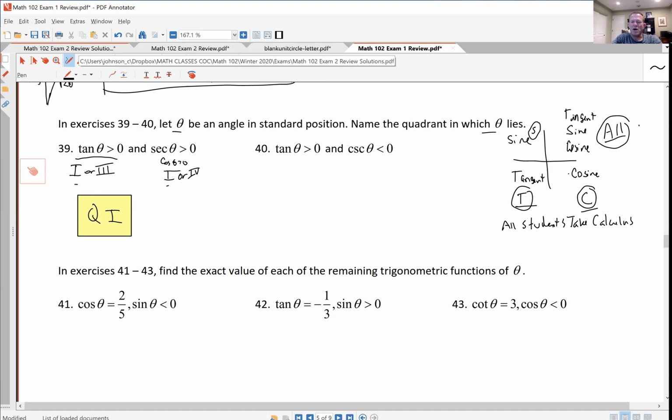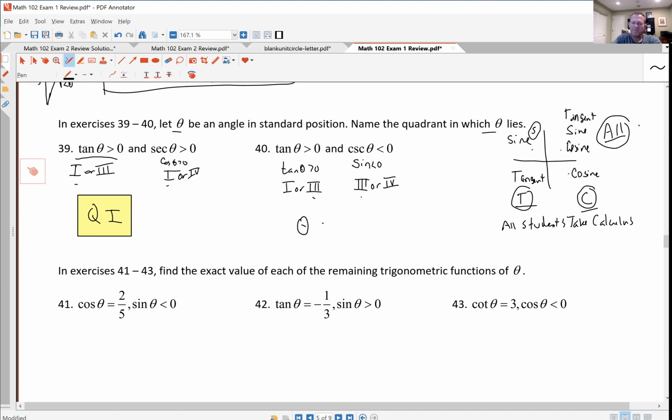If tangent is positive and cosecant is negative, then that means my sine is negative. Tangent is positive. Tangent's positive in 1 or 3. And sine is negative. The only place sine's positive is in 2 or 1. So sine is negative in 3 or 4. So when you look at those together, they both agree on 3. So we're in quadrant 3.